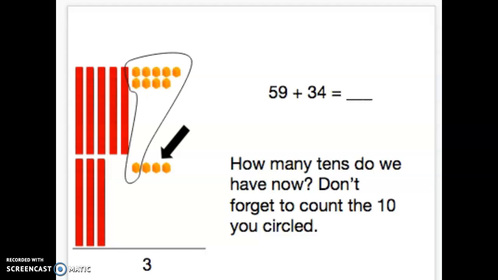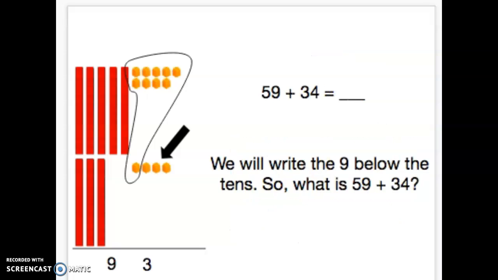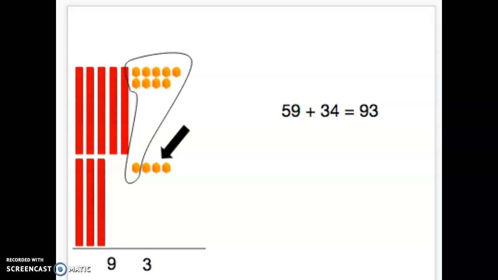How many 10s do we have now? But don't forget to count the 10 that we circled. There are 9 10s. We had 5 10s and 3 10s, which made 8 10s. But when we circled 10, we made a new 10. So 5 plus 3 plus 1 makes 9. We will write the 9 below the 10. So what is 59 plus 34? The answer is 93. We have 9 10s and 3 1s.